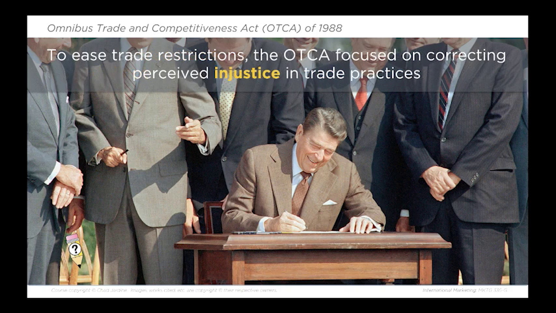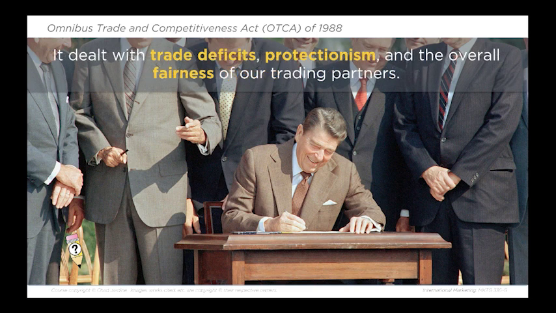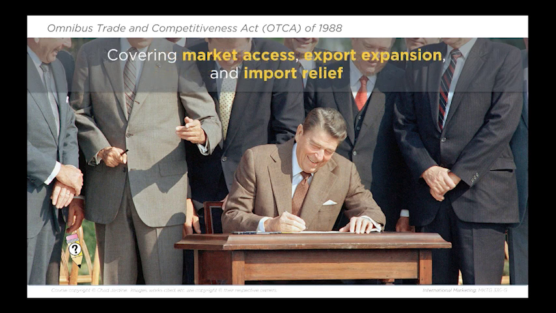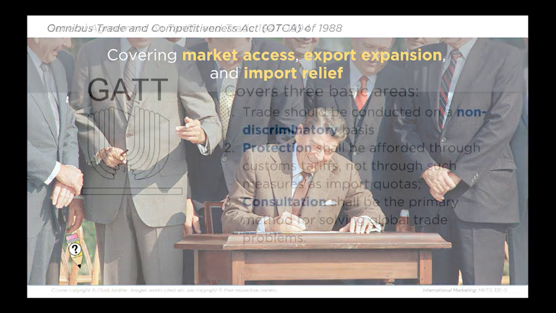So they signed this, the OTCA, to ease trade restrictions at the same time as they imposed rules to correct what they saw as trade imbalances. It sought to level the playing field for trade with the U.S. So it still was very much in support of free trade, but it required other countries to also play fair. Some of the areas the provisions of the act covered were access to various markets, the expansion of U.S. imports, and the easing of barriers on imports.